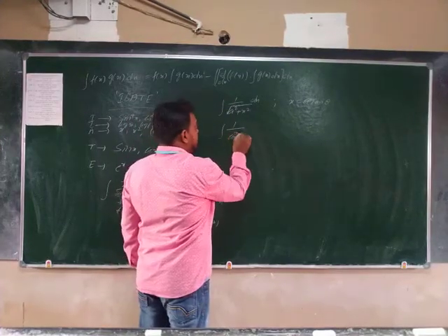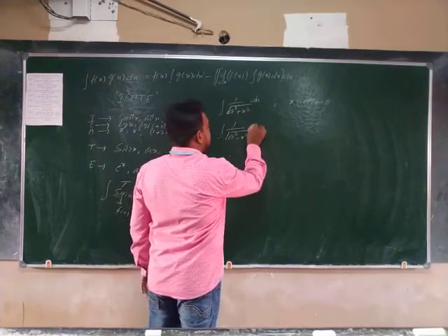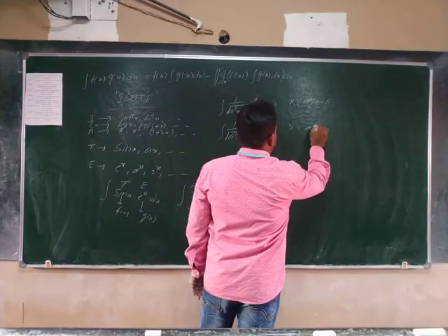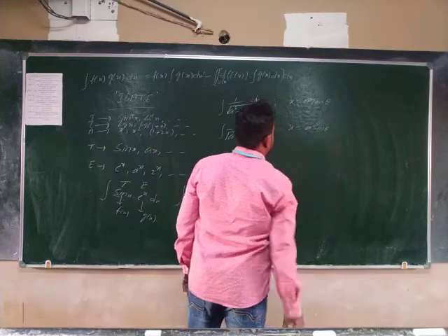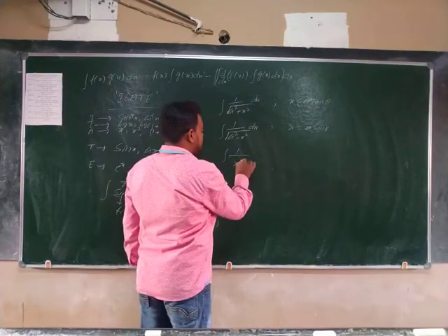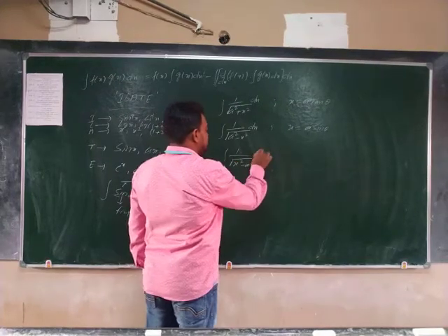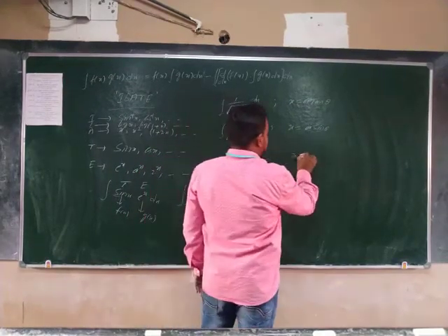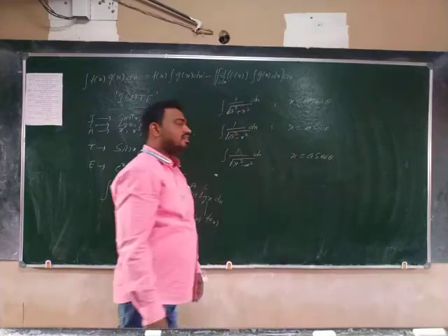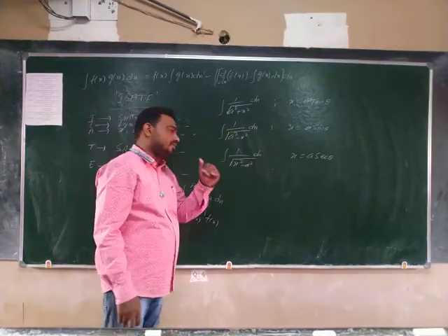Integration of 1 by root of a square minus x square dx is there. In this case, we substitute x is equals to a sin theta or a cos theta. Integration of 1 by root of x square minus a square dx. In this case, we substitute x is equals to a secant theta or a cosecant theta. Like this, we are substituting.